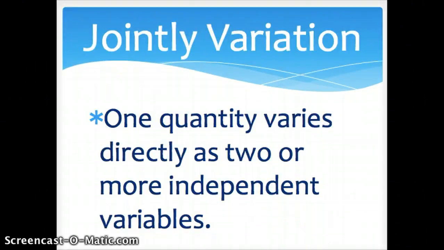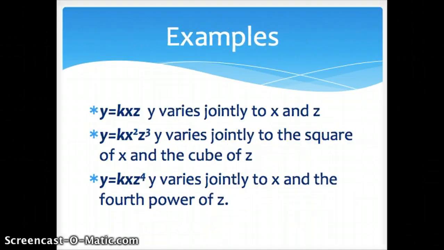Jointly variation is when one quantity varies directly as two or more independent variables. Keep in mind that it only varies directly and not inversely. Here are three examples of the possible equations for joint variation problems where y is the dependent variable, k is the constant, and x and z are the two independent variables.